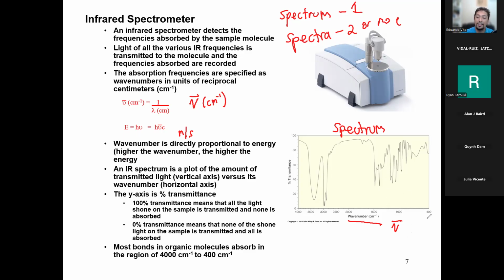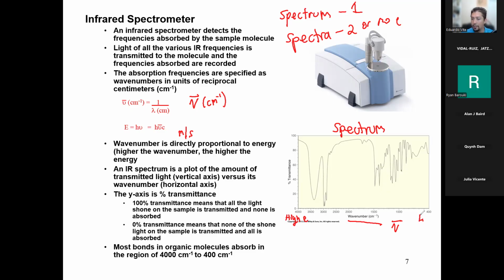This is on our x-axis. And notice that there's no zero. It actually goes from high to low, from 4,000 to 400. But a low wave number has low energy, and a high wave number has high energy, right? So right here, 4,000, this is high energy.